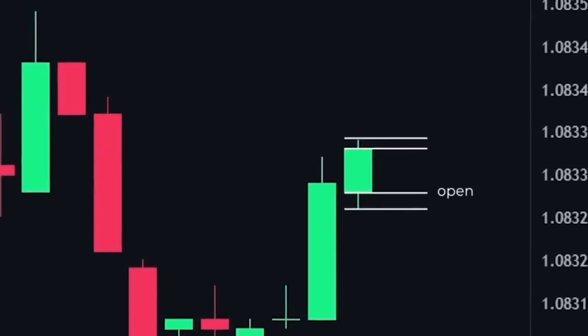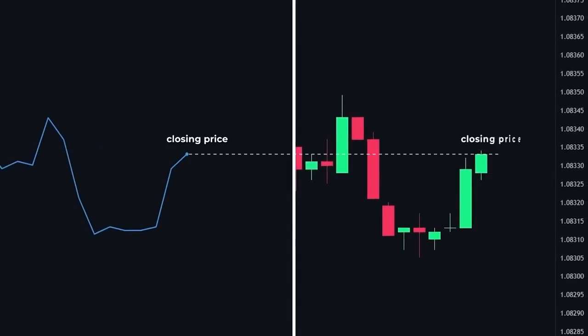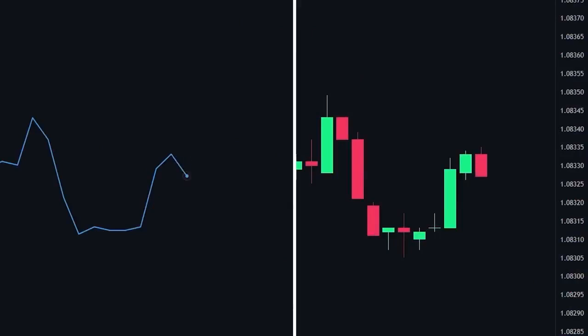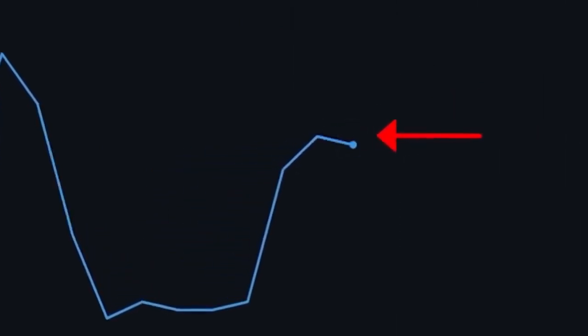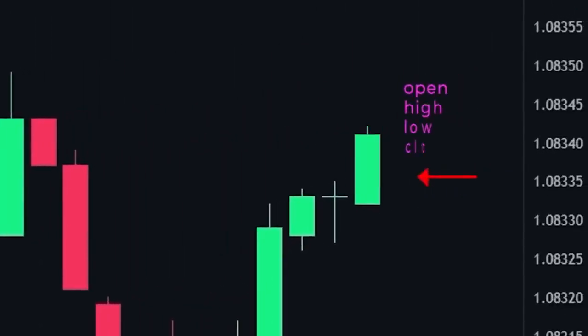First, there's the open, which is the opening price for that period. Next is the high, which shows the highest price reached within that period. Then, there's the low, which is the lowest price reached during that period, and finally the close, which is the closing price. If you were to use only the line chart, the closing price would be the only information you'd get. To see this more clearly, here's a comparison between a line chart and a candlestick chart forming. As you can see, the line chart only displays the closing price for each period, while the candlestick chart shows more information about price movements during the same period.